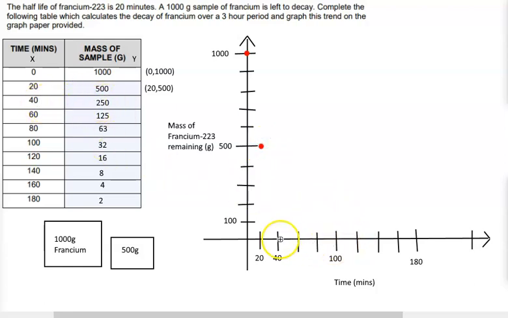Then 40, 250. Here. 60, 125. A little bit higher than 100. 80, 63. 100, 32. 120, 16. So you can see we're almost right down at 0 by the time we get to these last few. 4 and 2.